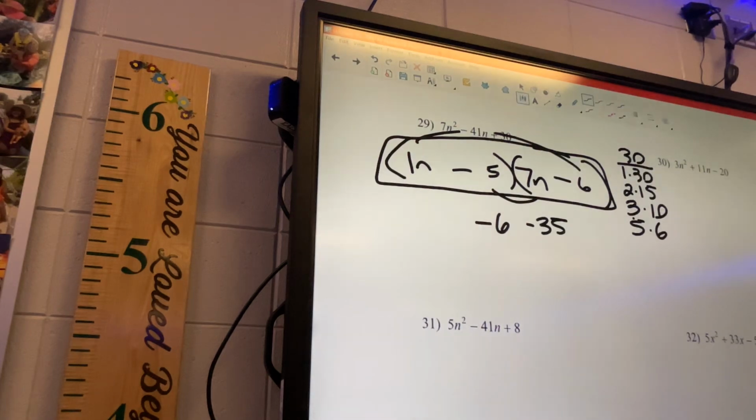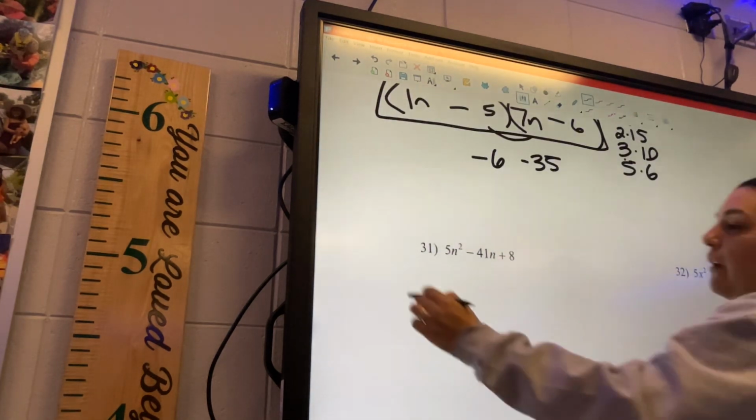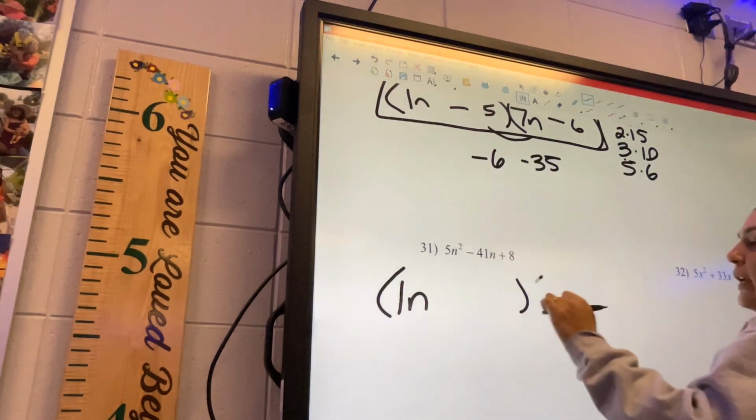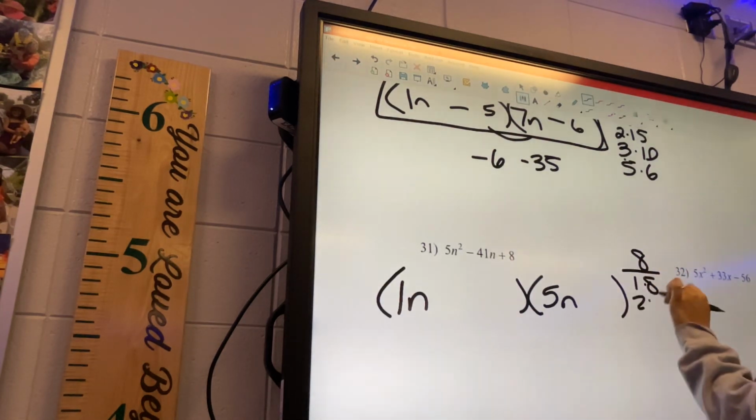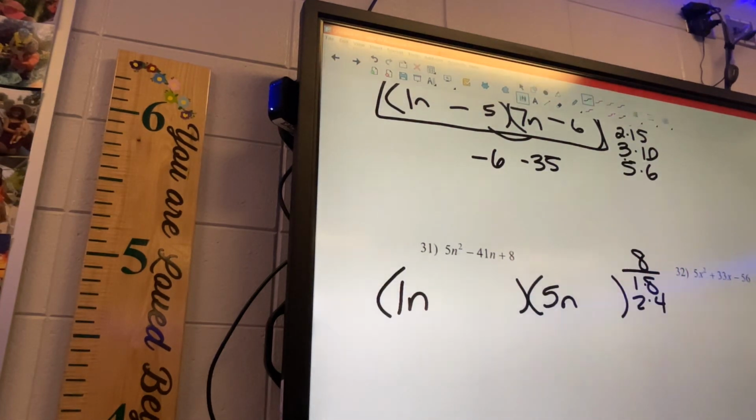Okay, last one. We got a 5. So I could say 1n and 5n. And then we got an 8, so 1, 8, 2, 4. Okay, what do you want to try? Again, I'm trying to get to a 41. 2, 4?